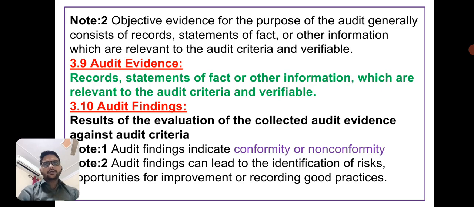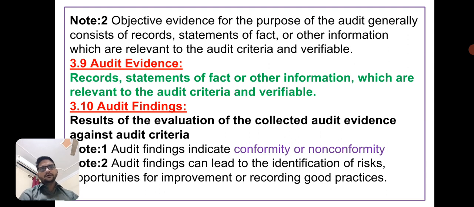Next is audit findings. Results of the evaluation of the collected audit evidences against audit criteria. Audit criteria is policy, procedure, legal requirement, and work instruction requirement, and other contractual requirement. That is audit criteria. Audit finding, that is the result of evaluation of the collected evidences. Audit evidences: what evidences have you collected? That is record, statement of fact, or other information. And audit findings indicate conformity or non-conformity.